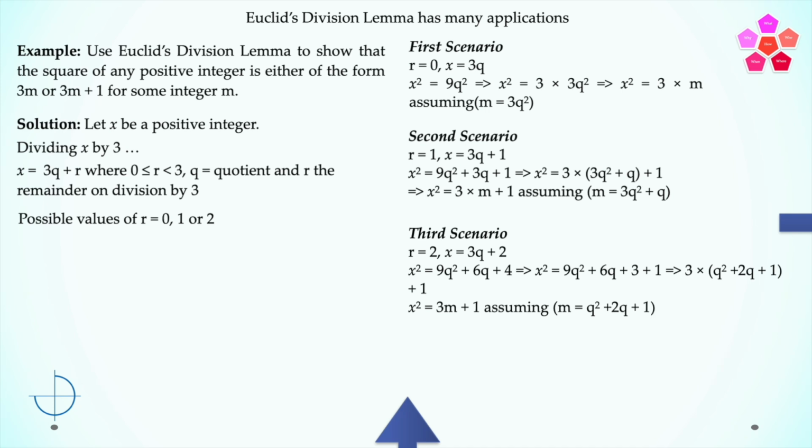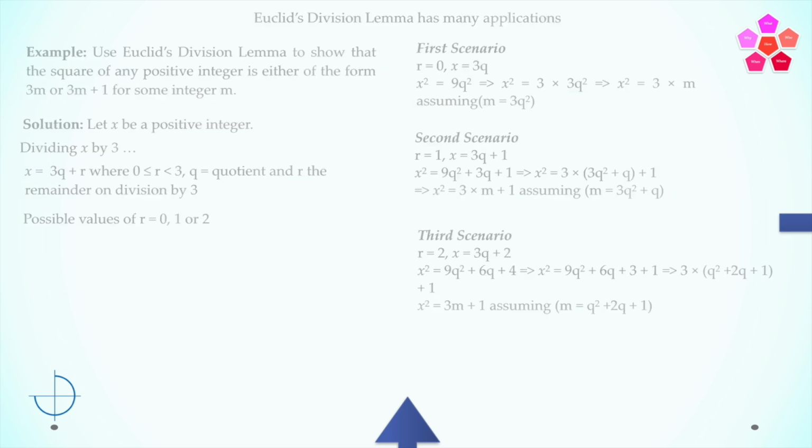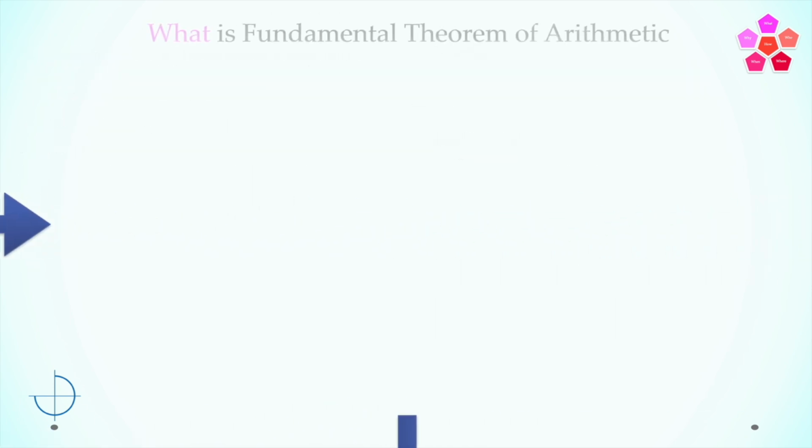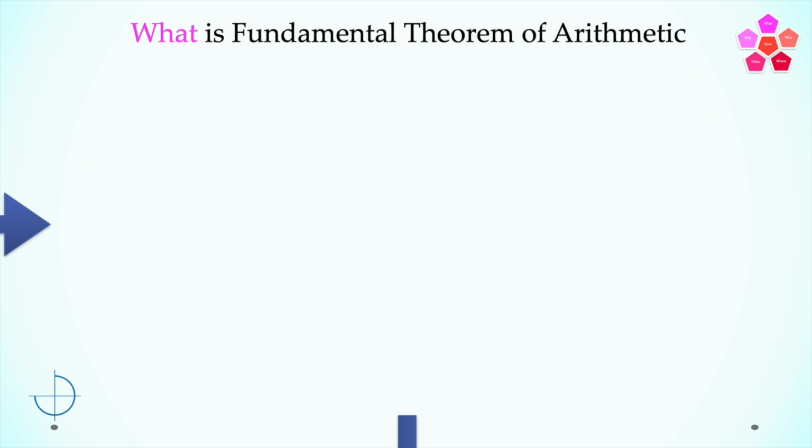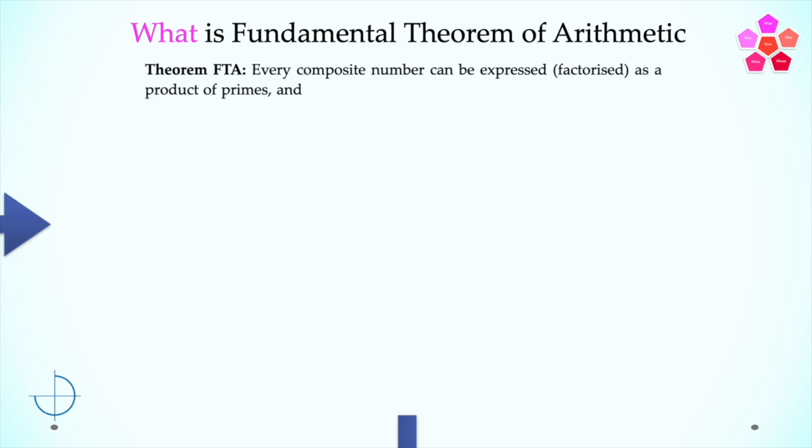It is time we continue with the further journey of real numbers. This time, let's start with the other property, the fundamental theorem of arithmetic. So what is the fundamental theorem of arithmetic? We call it the theorem FTA. Every composite number can be expressed, that is factorized, as a product of primes, and this factorization is unique except for the order in which the prime factors occur.